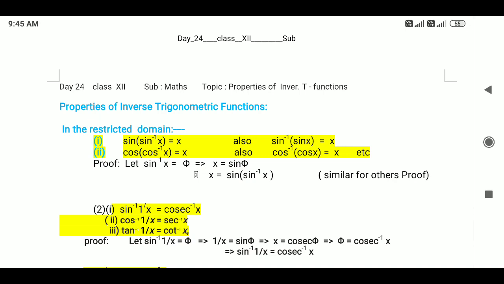Now I am taking the proof of the first one. Let sin inverse x be equal to phi, which implies that x is equal to sin phi. Now replace the value of phi by sin inverse x, which is already considered. So sin(sin inverse x) becomes x. A similar proof holds for all other parts.